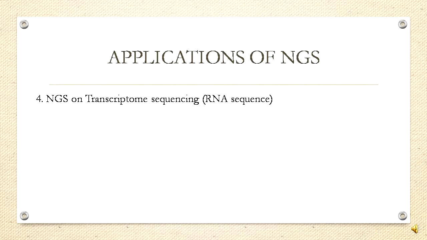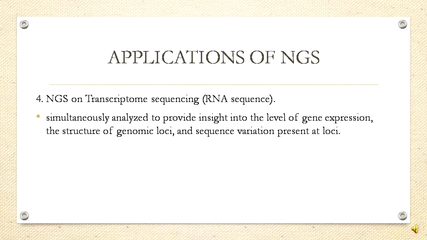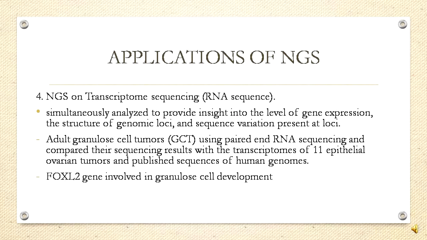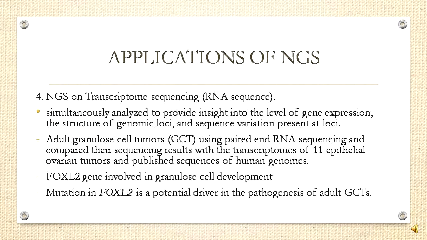Furthermore, RNA sequencing is used to simultaneously provide insight into the level of gene expression, the structure of the genomic loci, as well as the presence of sequence at loci. For example, pair-end sequencing is used on adult granulosa cell tumors, or GCT, to compare with the transcriptome of 11 epithelial ovarian tumors and the published sequence of the human genome. They discovered that a mutation of the FOXL2 gene is involved in granulosa cell development and its pathogenesis.